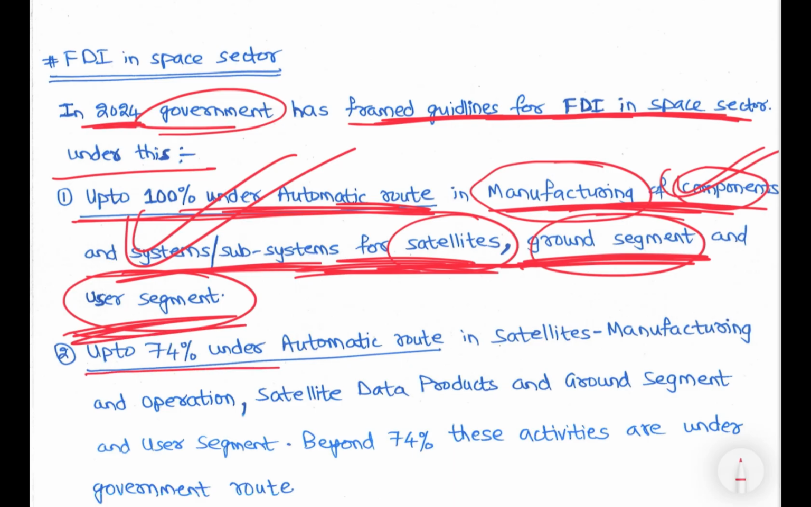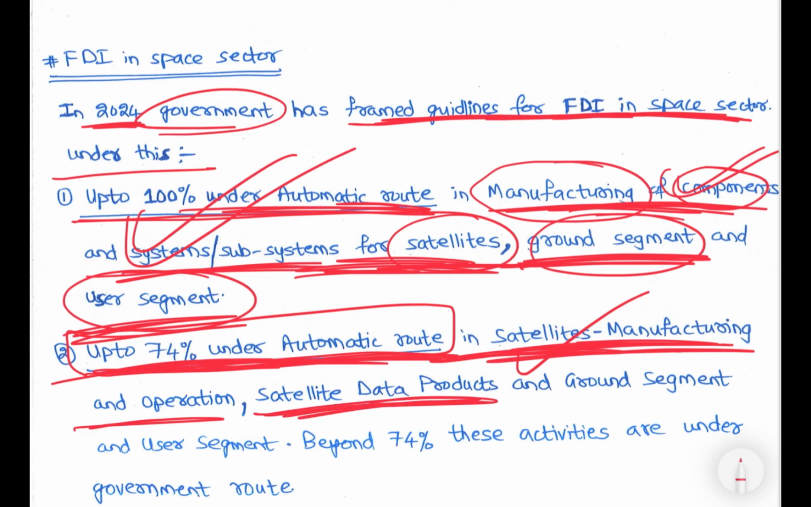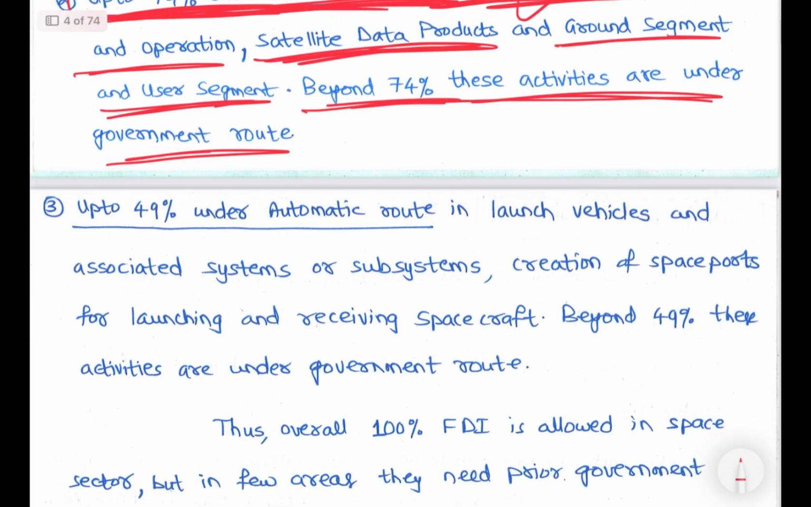Then next is up to 74% under automatic route in satellites manufacturing and operation, right. 74% तक you can automatically invest, no need of government approval. And in satellites manufacturing and operation, satellite data products and ground segment and user segment, beyond 74% these activities are under government route. See, here confusion है, कोई दिक्कत नहीं है, because no need to remember, right. इतना अंदर घुस के नहीं पूछेगा, but overall हमें एक broad understanding होना चाहिए, that we will be discussing.